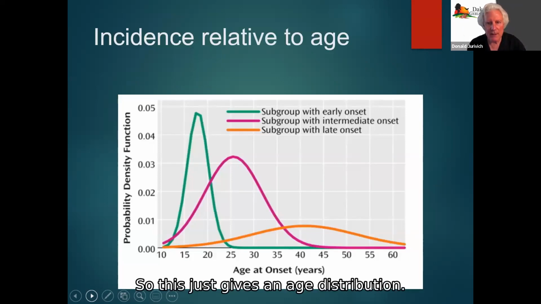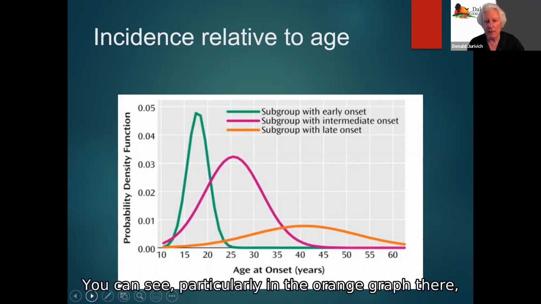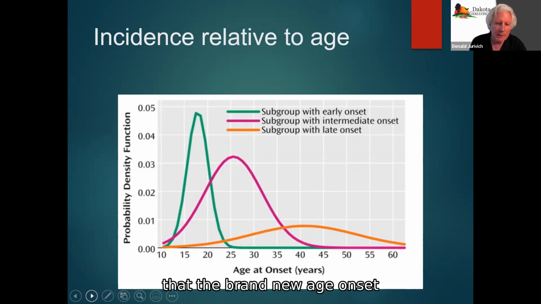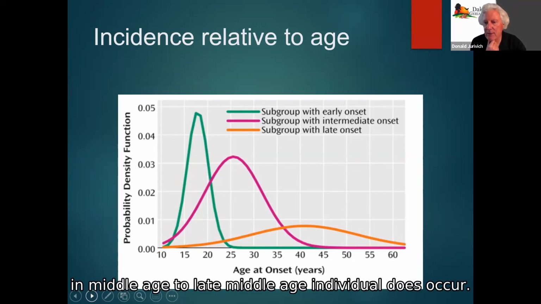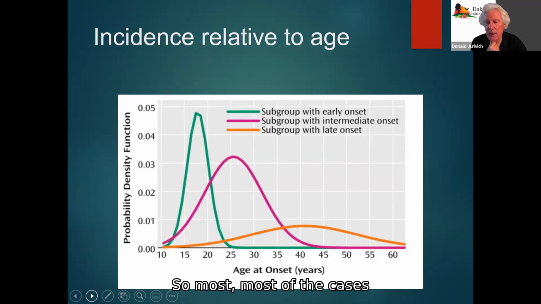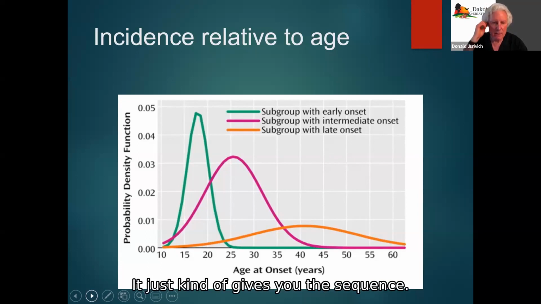So this just gives an age distribution so you can see, particularly in the orange graph there, that the brand new age onset in a middle-aged to late middle-aged individual does occur, right? Most of the cases occur just after high school, if you will, sometimes earlier. And then there's another group more towards post-marriage, kind of that age group, college, and then again, late middle life there. So it just kind of gives you the sequence. Next slide.